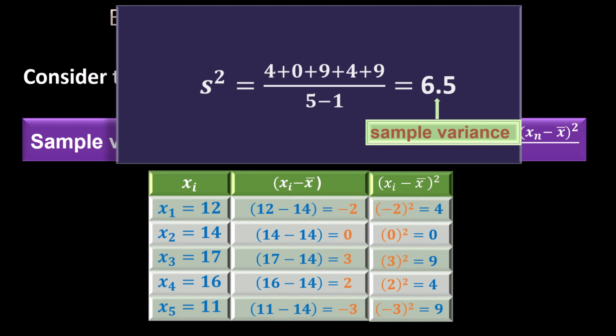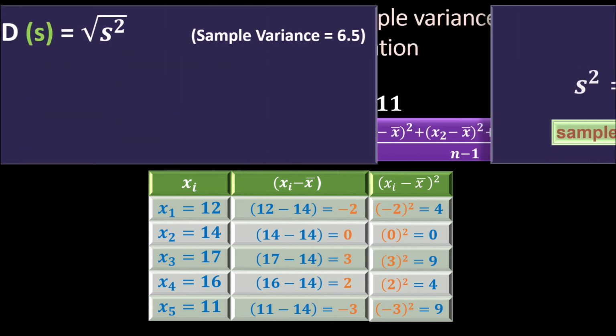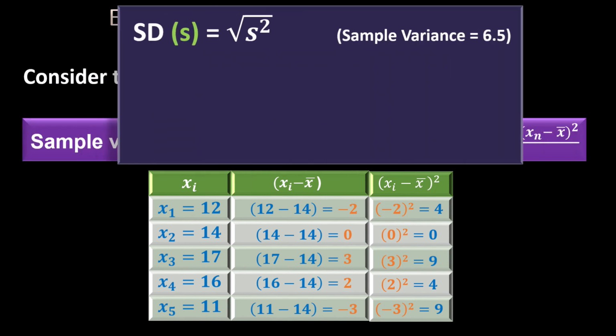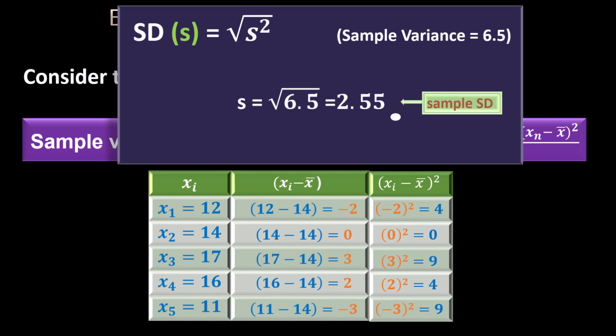Once we have the sample variance, how do we find the sample standard deviation? We know the sample standard deviation, that is s, is the square root of the sample variance. So the sample variance is 6.5, and the square root of 6.5 is 2.55. So that is the sample standard deviation.